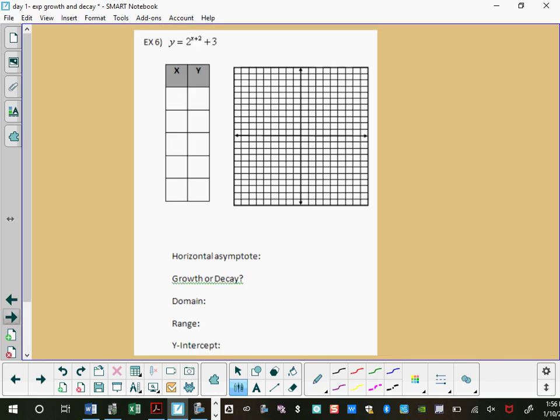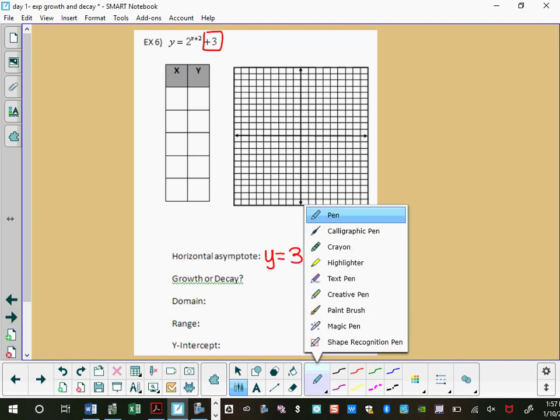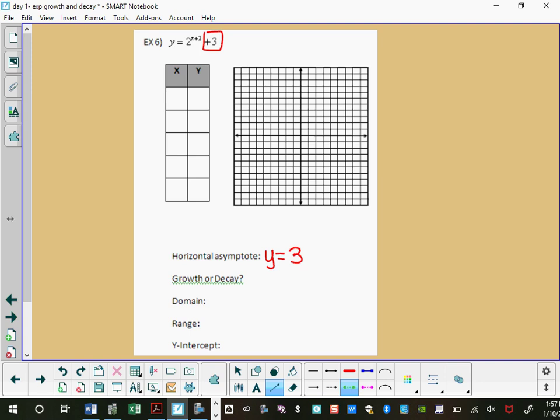All right, let's look at number 6. I'll have to find my asymptote first based on my last number. What is my last number here? 3. So y equals 3. So let's go to where y is positive 3, which would be here. Go ahead and draw our asymptote.